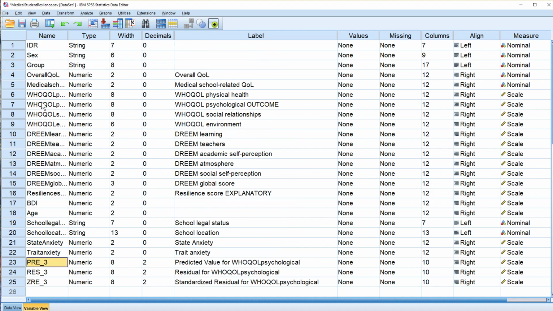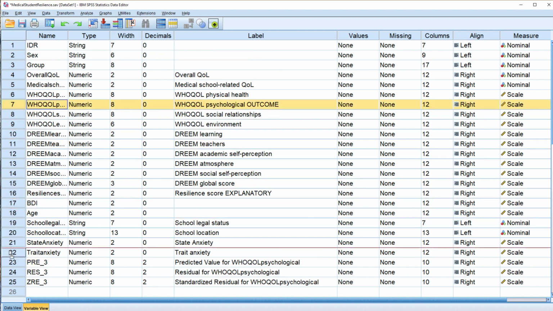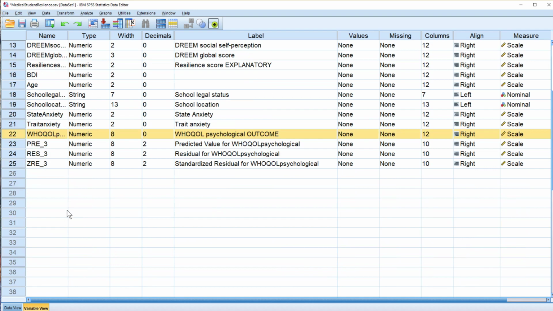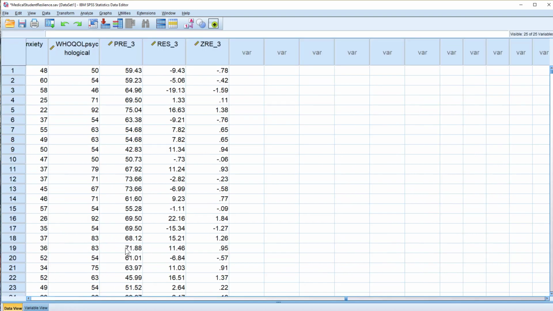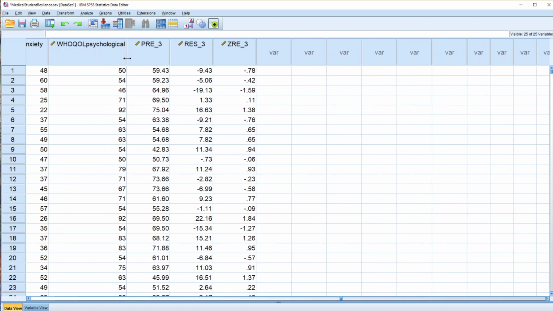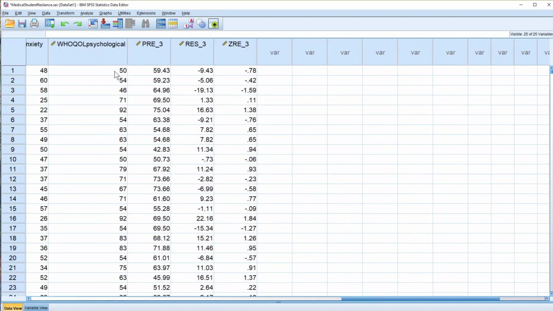So let me look at, so this was a quality of life. I'm just going to move this down so that we can have a look at what's going on and what these residuals mean. So this is the first person's actual psychological quality of life score. They got 50. Based on our model using resilience and gender, they would be predicted to have a psychological quality of life of 59. So the difference between their actual psychological quality of life score and their predicted value is about 9.